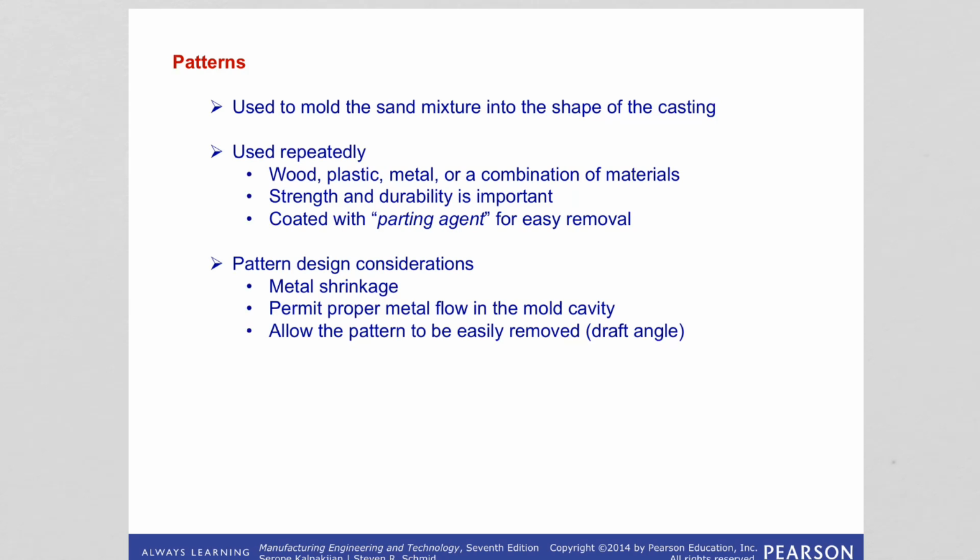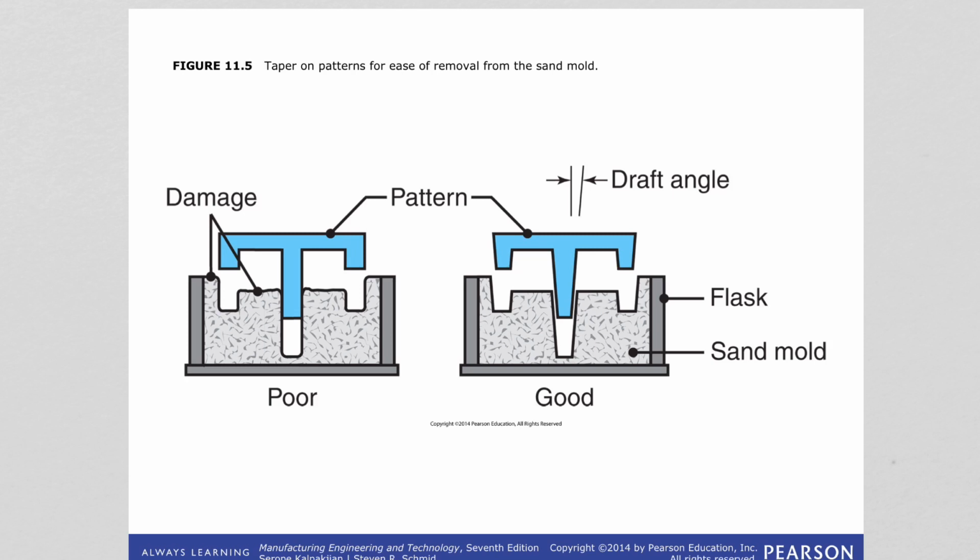In designing the pattern, we need to be careful in certain things. One of which is the design of the pattern should provide for metal shrinkage and also permit the proper metal flow into the mold cavity. And it should also allow the pattern to be easily removed from the sand mold. This is achieved with the draft angle, as we're gonna see in the image here.